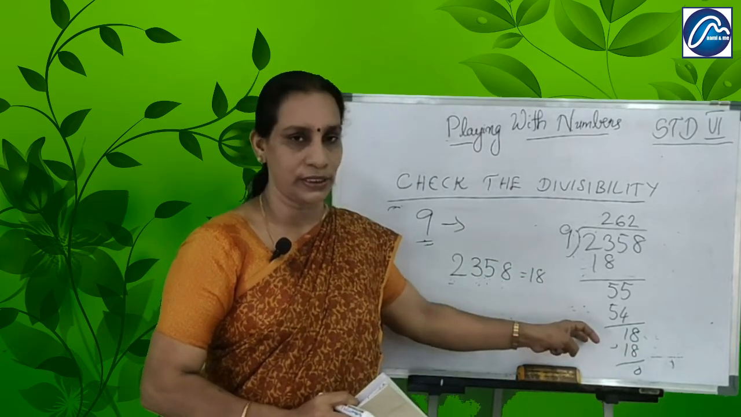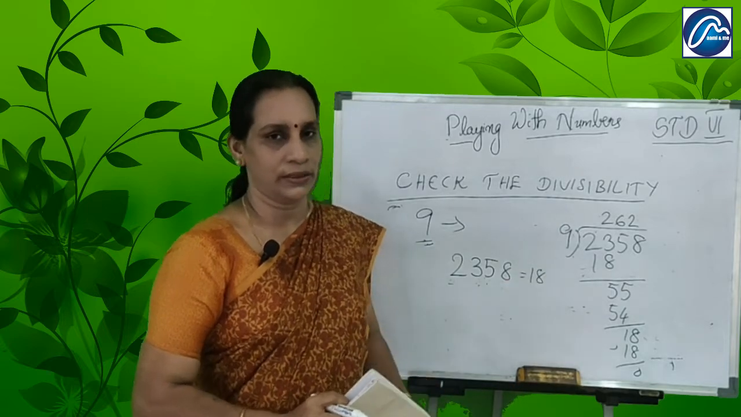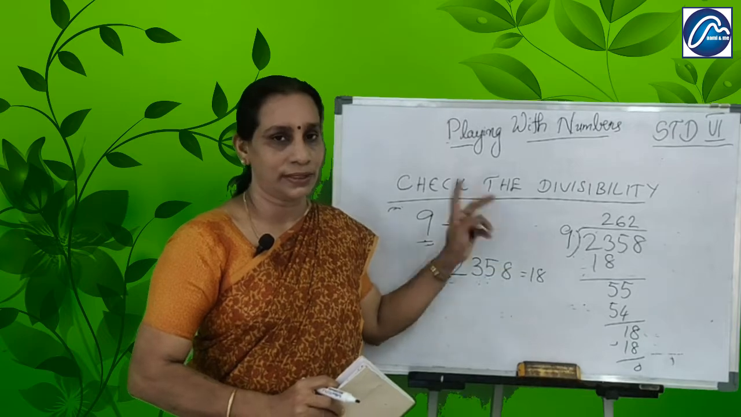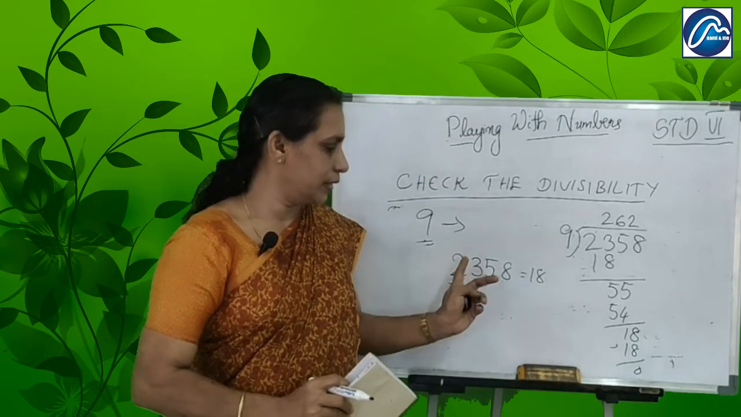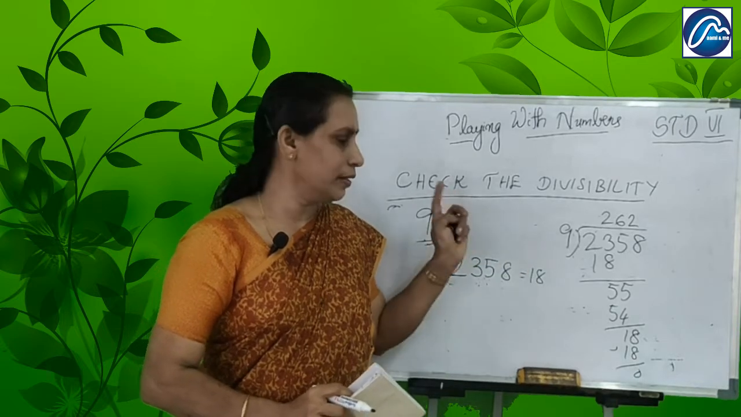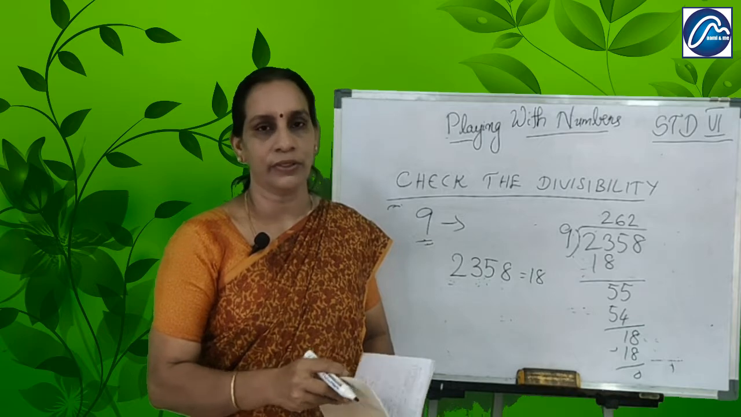You do not have to check this, I just proved it like this, okay. You just do the test for divisibility. Then you will get such answers which are multiples of 9. Then it is clear that that number is exactly divisible by 9.